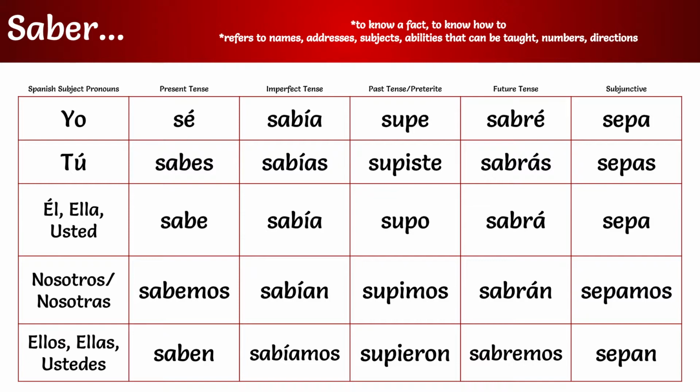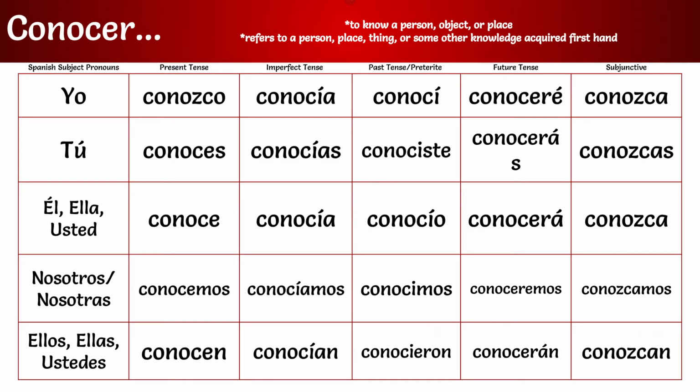Saber refers to names, addresses, subjects, abilities that can be taught, numbers, and directions. Next, we have conocer, which is to know a person, object, or place. Conocer refers to a person, place, thing, or some other knowledge acquired firsthand.